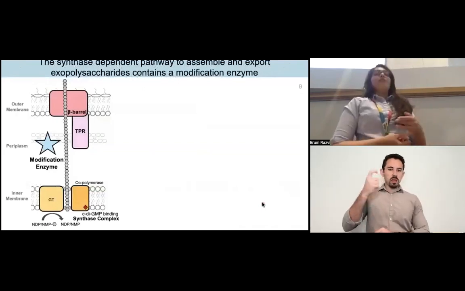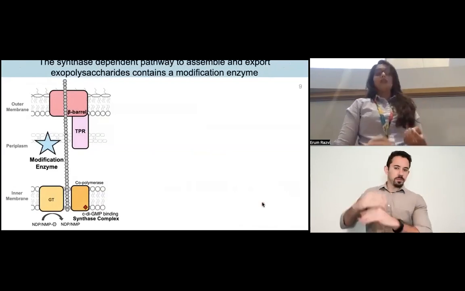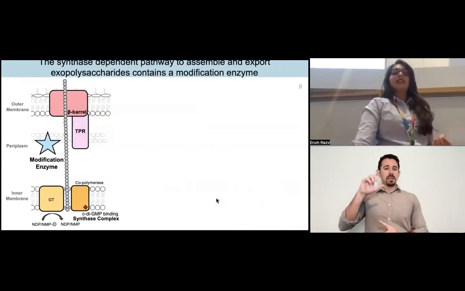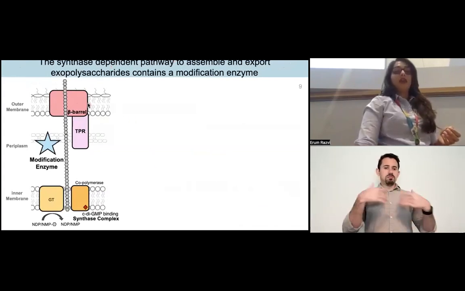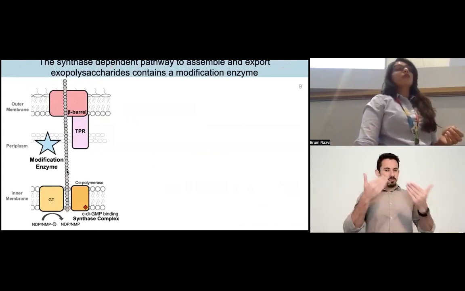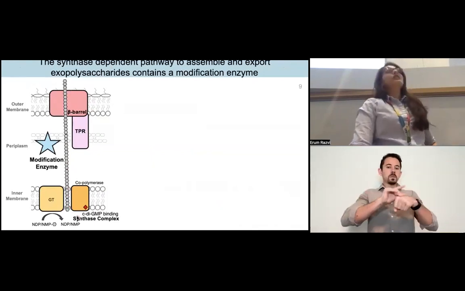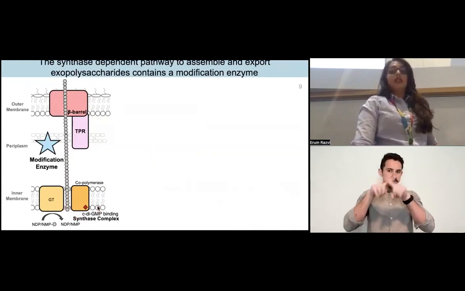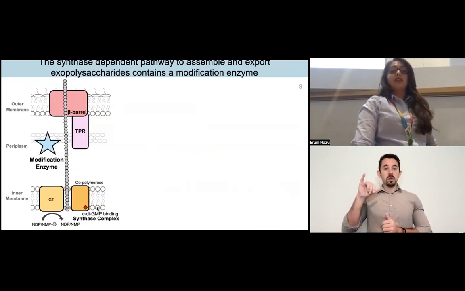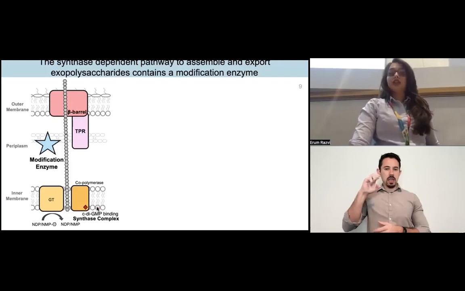In gram-negative bacteria, a prevalent mechanism to assemble and export exopolysaccharides outside of the cell is the synthase-dependent pathway. The polysaccharide component is represented by the gray hexagons here. There's a multi-protein synthase complex that consists of a membrane-embedded glycosyltransferase and a copolymerase that binds the secondary messenger cyclic di-GMP for post-translational regulation.